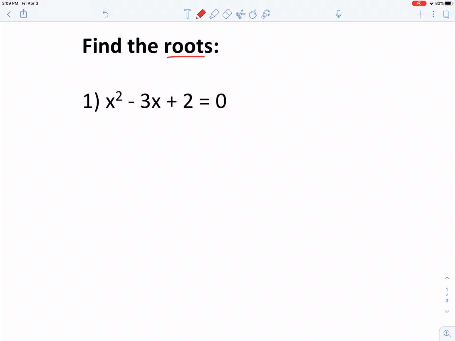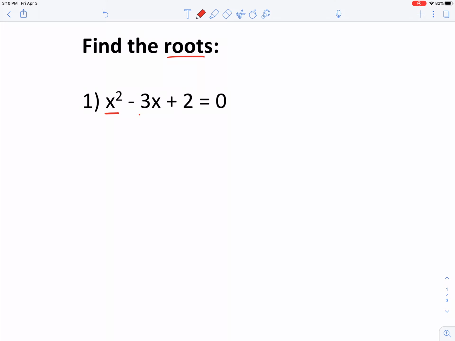Okay, so here it says find the roots, which means to solve this quadratic equation. Now this question looks different from the questions before this week because it has this equal 0. It's now an equation, not just an expression that we factor. When it's an expression, you factored it and then you were finished. With an equation, factoring is just going to be the first step.